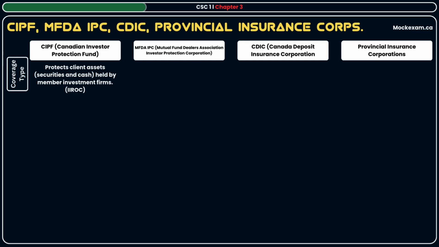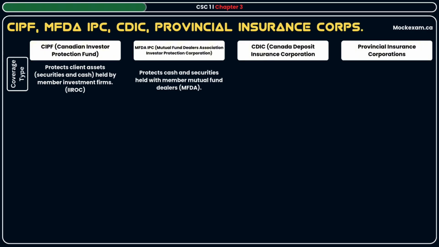Let's go to MFDA IPC. It protects cash and securities held with member mutual fund dealers. So here, the mutual fund dealer that you have an account with needs to be regulated by MFDA. Okay. If you have an account with a mutual fund dealer that is not regulated by MFDA, your money is not insured or safe. But if you have an account with a mutual fund dealer which is regulated by MFDA, and if that mutual fund dealer goes broke and insolvency happens, you will get your money back from MFDA IPC.